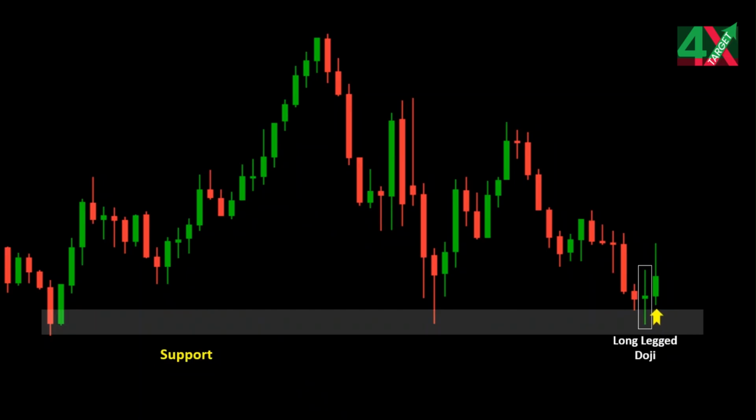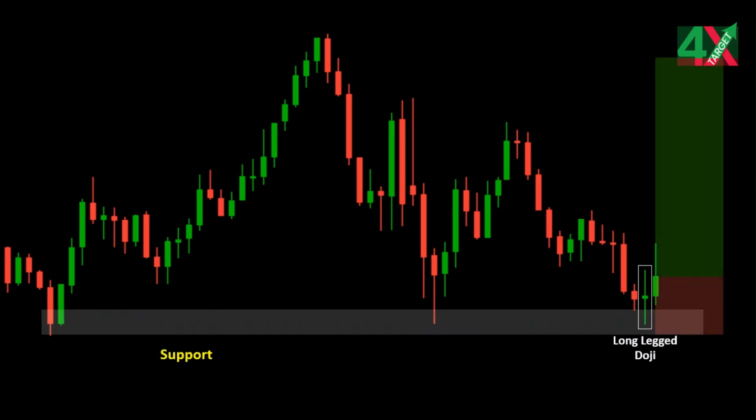In this case, a buy entry can be placed at the close of the bullish confirmation candle. The stop loss should be set just below the low of the long-legged doji to manage risk effectively. The take-profit target is set near the next identified resistance level, aligning with the likely upward move.